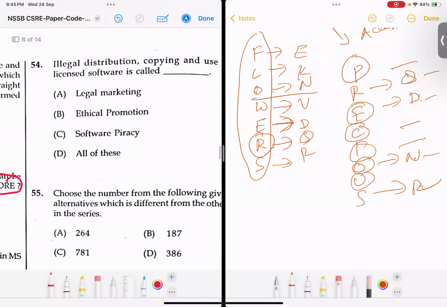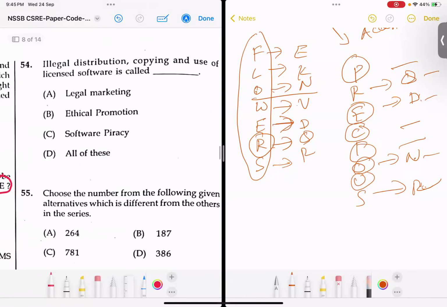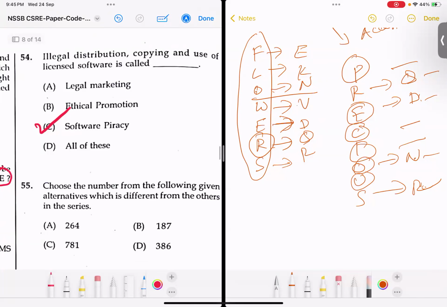Question number 54. Illegal distribution, copying, and use of licensed software is known as, this is piracy, right? So every software, application, movie, and music has a copyright. And you can't just copy it and share it with other people. So when we do those things, it is known as piracy, okay?